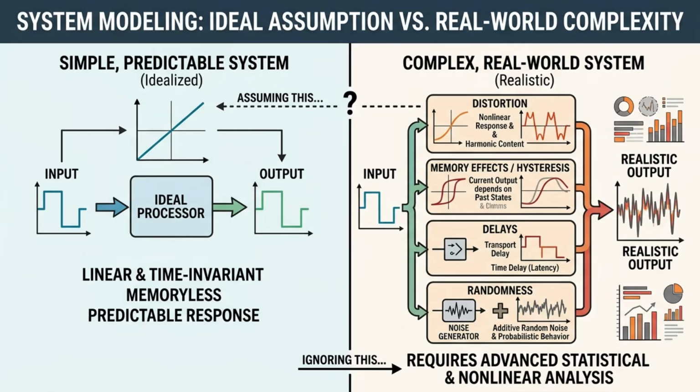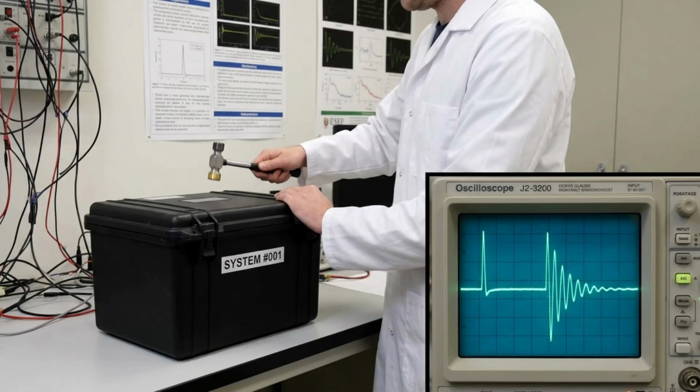A common mistake is assuming that all systems behave in simple and predictable ways. In reality, some systems introduce distortion, memory effects, delays, nonlinear behavior, or randomness that require more advanced analysis techniques. This overview serves as the starting point for studying system properties in greater detail. The next topics, including linearity, time invariance, impulse response, and convolution, provide powerful tools for understanding how systems behave under a wide range of operating conditions.